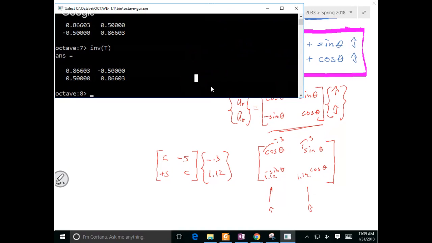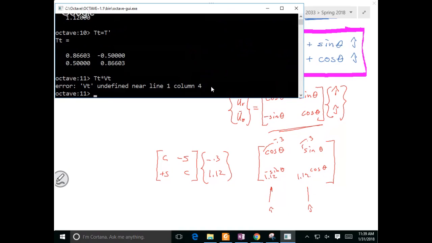Okay, did I do my other vector? Did I call it V? Called it V. Now I've got to do this. V is equal to V transpose. I got to make it vertical like that. And then T transpose times T transpose. Oh, did I not call it that? No, I called it just V.